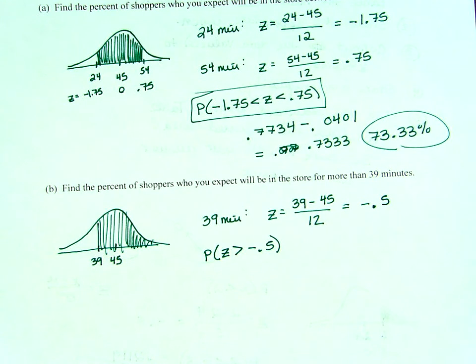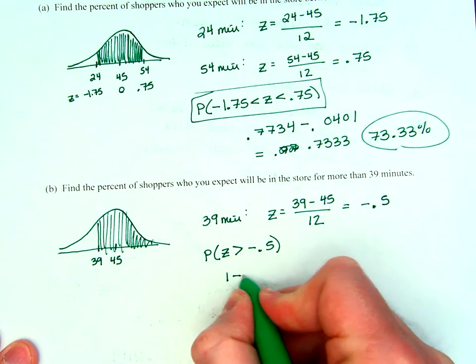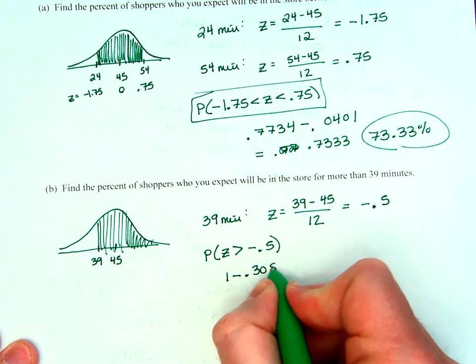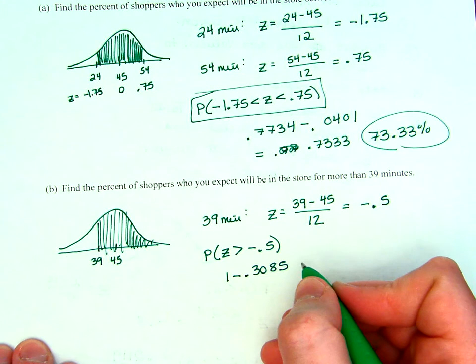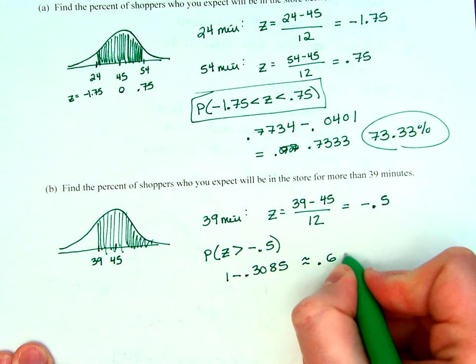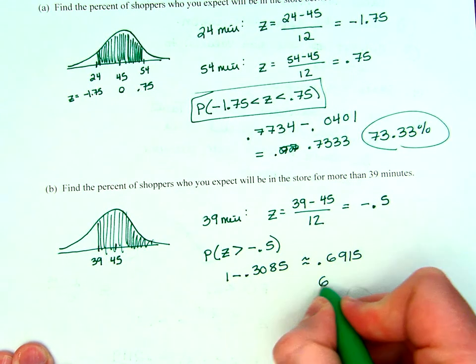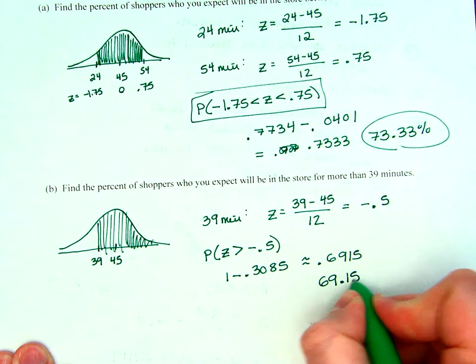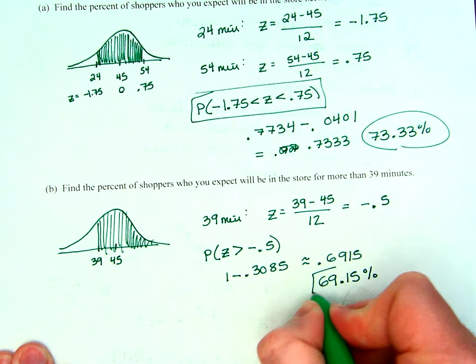Well, I think you can probably do this calculation. You're going to figure out the percent of shoppers whose z-score is less than negative 0.5 from the table, then do 1 minus that. I think this should be 1 minus 0.3085, about 0.6915, or 69.15%.